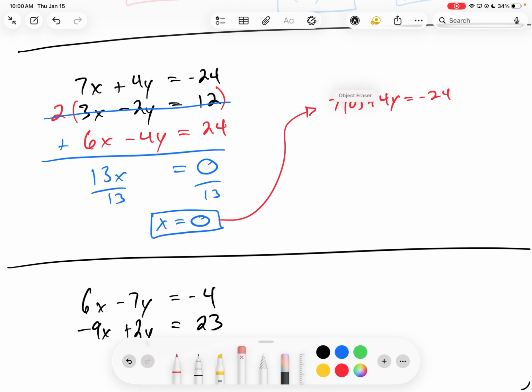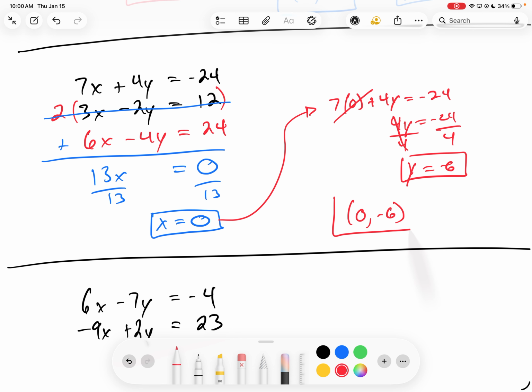So 7 times 0 is 0. So you just have 4y equals negative 24. Divide both sides by 4, and y is negative 6. So these intersect at the point 0, negative 6.